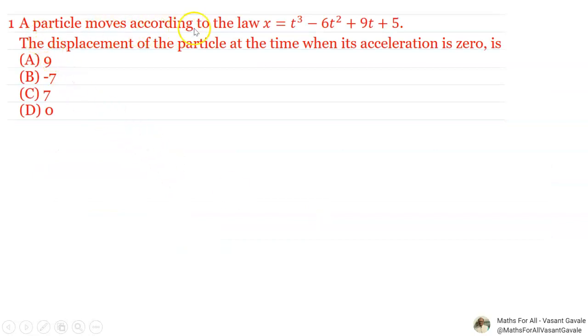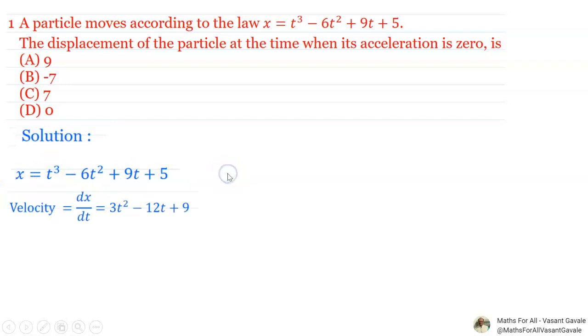A particle moves according to the law x is equal to t cube minus 6t square plus 9t plus 5. Find the displacement of the particle at the time when the acceleration is 0. Here the displacement is given, we will find its first derivative, that is the velocity. When we find the second derivative, that is the acceleration, and we have the condition that the acceleration is 0. Okay, this is x is equal to t cube minus 6t square plus 9t plus 5.